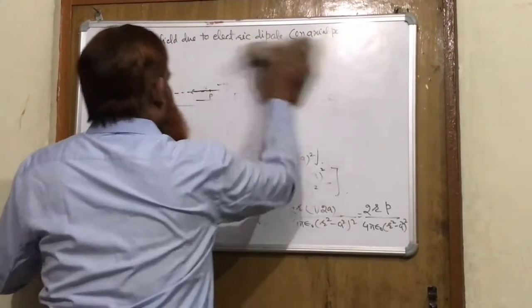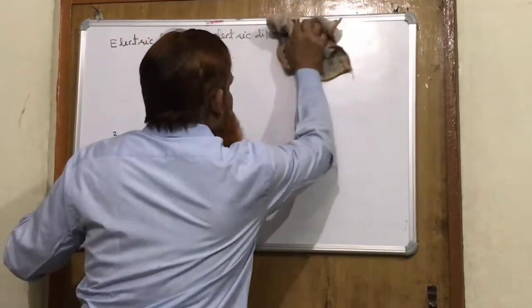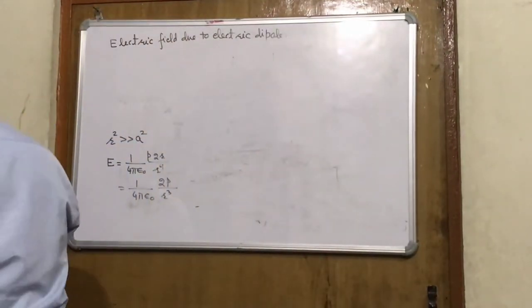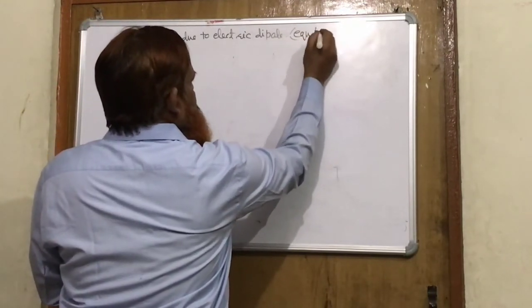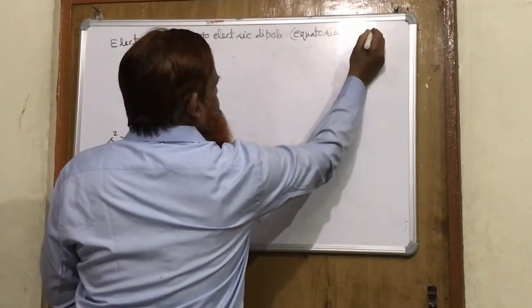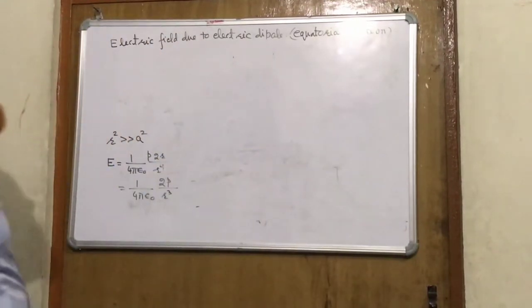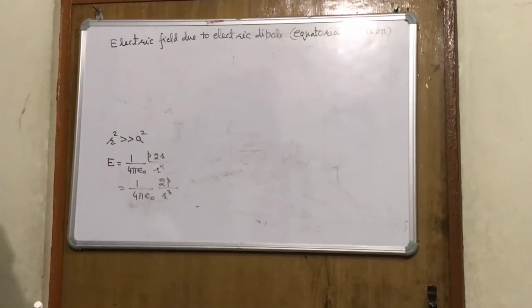Now you will find the expression for electric field due to electric dipole on equatorial position. Equatorial position is also known as broadside-on position, and previously axial position is also known as end-on position. It is also known as electric field on the perpendicular bisector of the electric dipole.